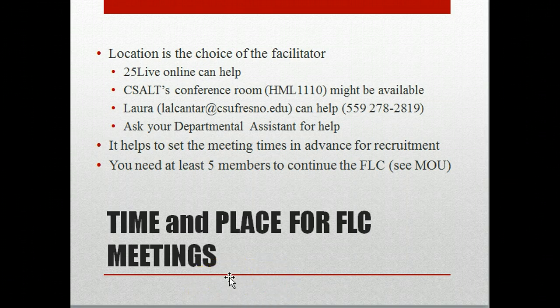You can choose the location, as I mentioned. There are various ways you can get help scheduling the meetings. I would suggest setting the meeting times in advance and then mailing that schedule to Laura, and I gave her email address earlier.